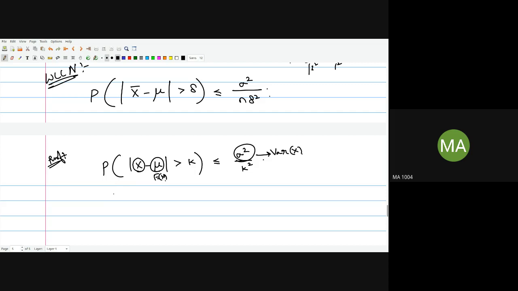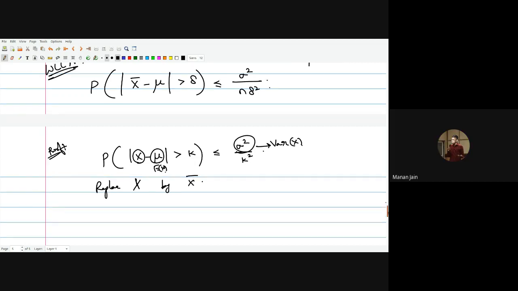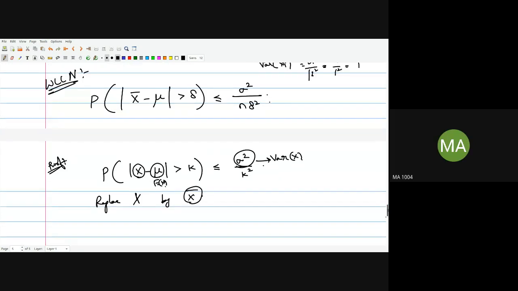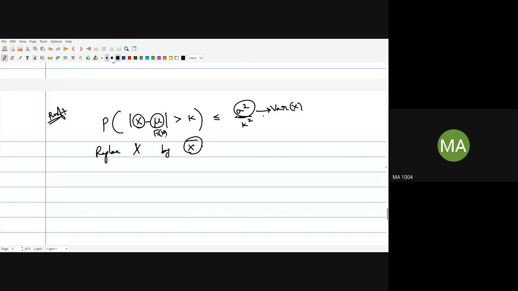So the same thing, replace x by x bar. Here, instead of taking one random variable, we are actually taking a series of random variables as a sample. Delta is just k, and we are taking it for n samples. The weak law of large numbers is just for samples. It's just an upgraded version of Chebyshev's, where you just replace x by x bar.